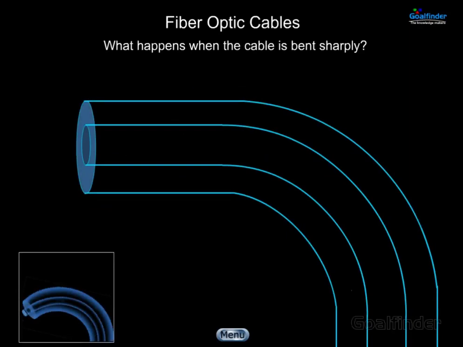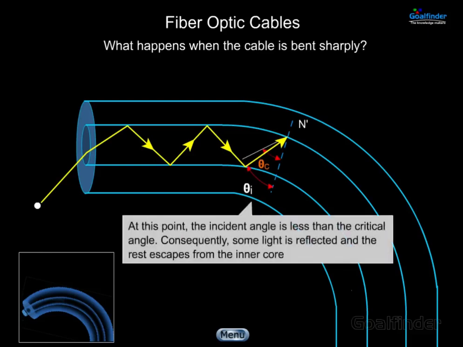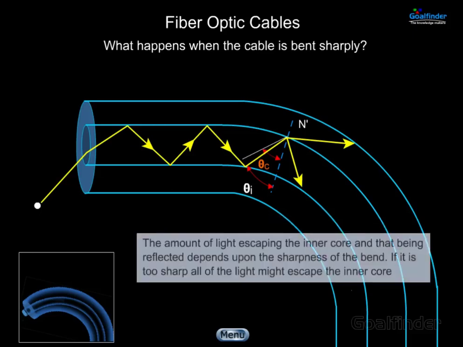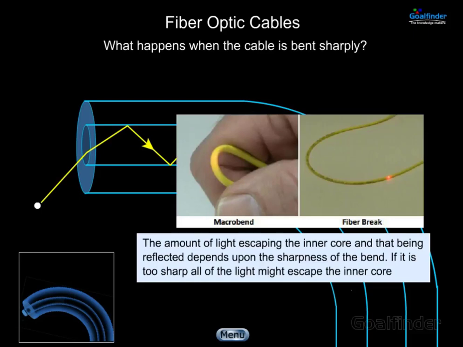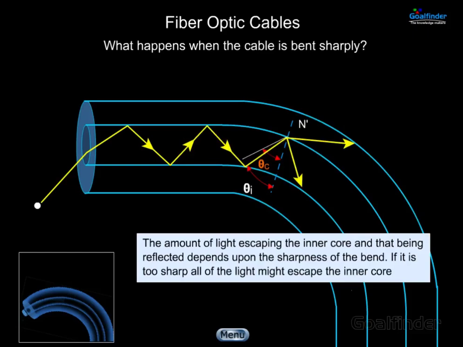What happens when the cable is bent sharply? At this point, the incident angle is less than the critical angle. Consequently, some light is reflected and the rest escapes from the inner core. The amount of light escaping the inner core and that being reflected depends upon the sharpness of the bend. If it is too sharp, all of the light might escape the inner core.